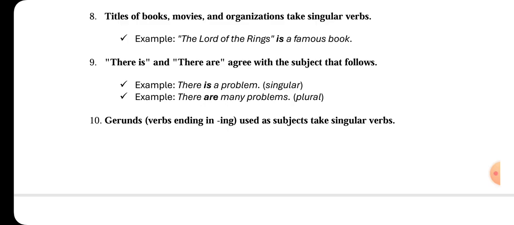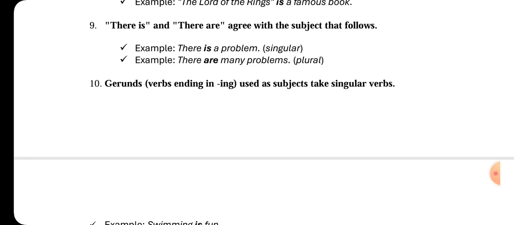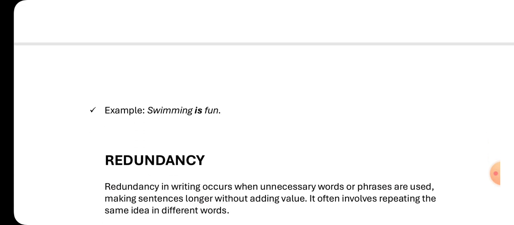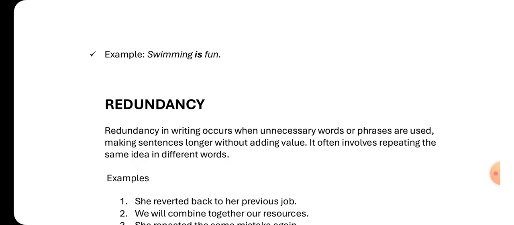This is where a verb ending in ing is used as a subject and takes a singular verb. So a word ending with ing used as a subject should take a singular verb. For example, swimming is fun. Swimming is fun. Now we are done with subject-verb agreement. So anything that comes in subject-verb agreement, I hope you can do it.